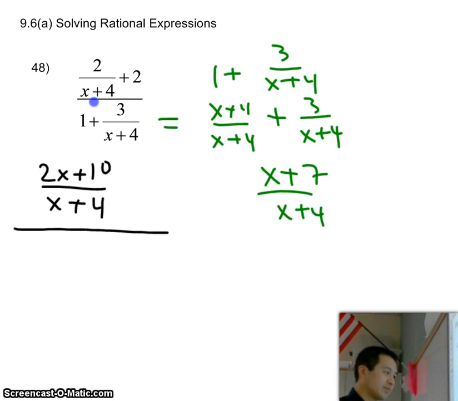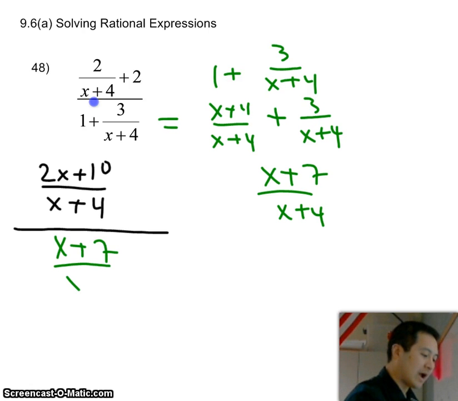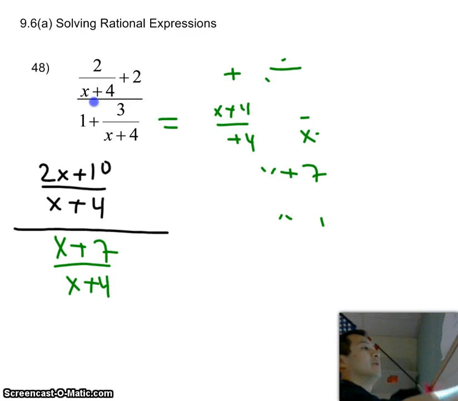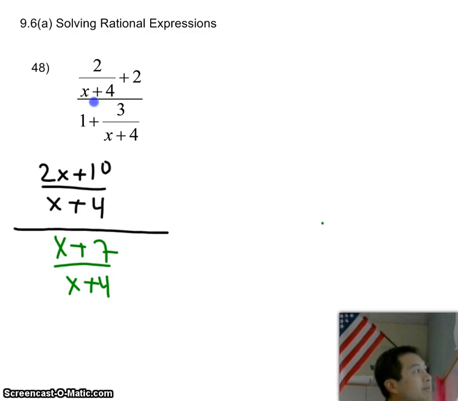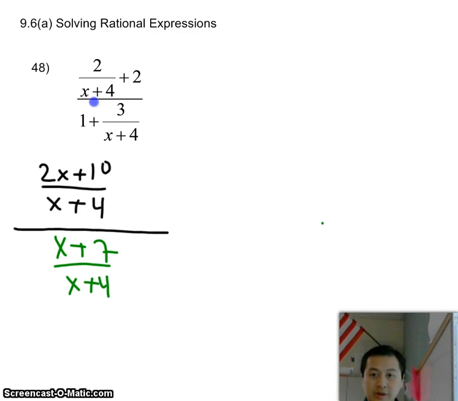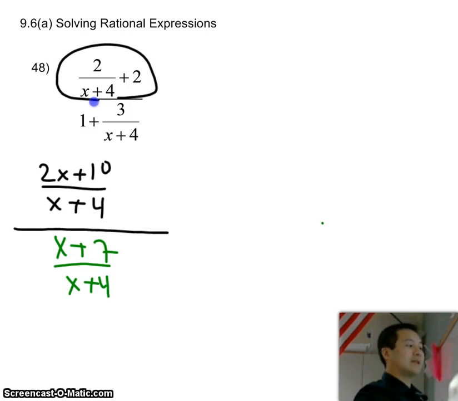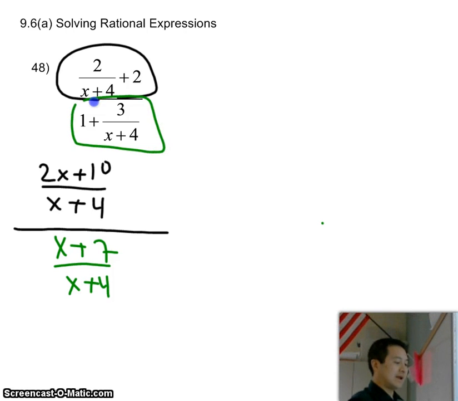Alright, questions? Slow down if you need me to. This becomes x plus 7 over x plus 4. Alright. So what did I just do? I simplified the numerator by adding those two numbers together, and I simplified the denominator by adding those two numbers together. The numerator are these two numbers, which make this, and the denominator are these two numbers, which made this.